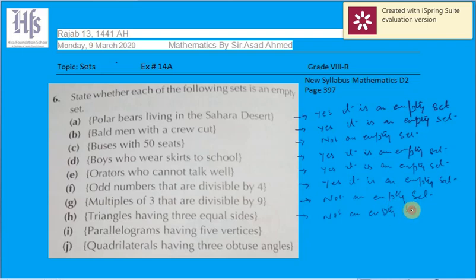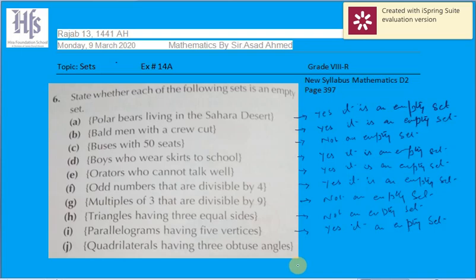In part I, parallelogram having 5 vertices. There is no parallelogram which has 5 sides, there are 4 sides in a parallelogram. So we say yes, it is an empty set. It has no value.